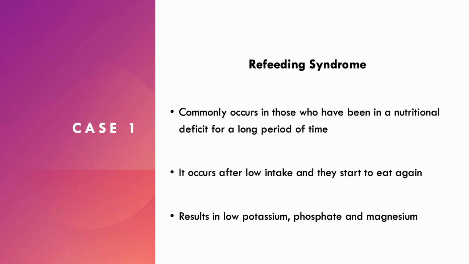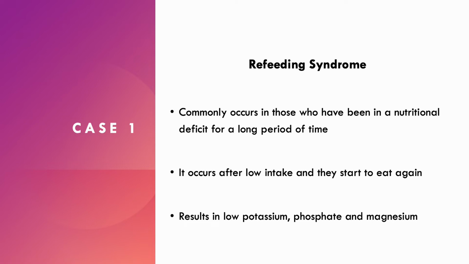So refeeding syndrome commonly occurs in patients who've had a nutritional deficit for a long period of time. It occurs after they've had a low intake for quite a while and then they start eating again. And it causes a low potassium, a low phosphate and a low magnesium. It's really important to be aware of patients who are at risk of developing refeeding syndrome and be really careful to monitor these patients who are at risk of it. There's a higher risk the longer the patient has been starved, and those with a low BMI as well.